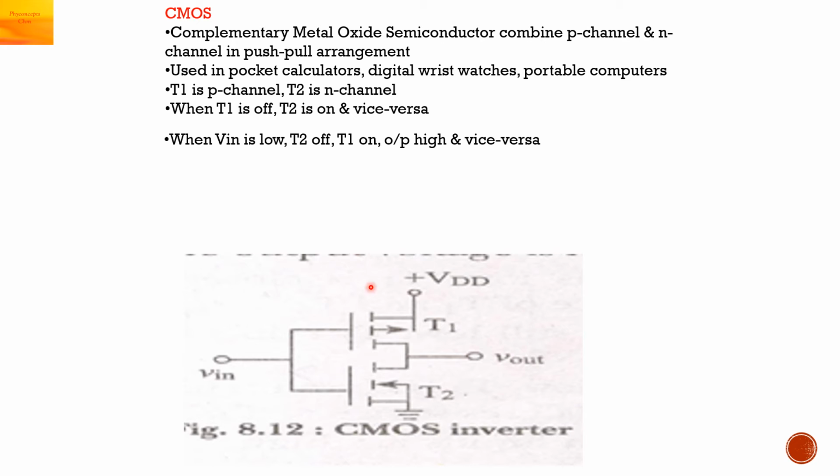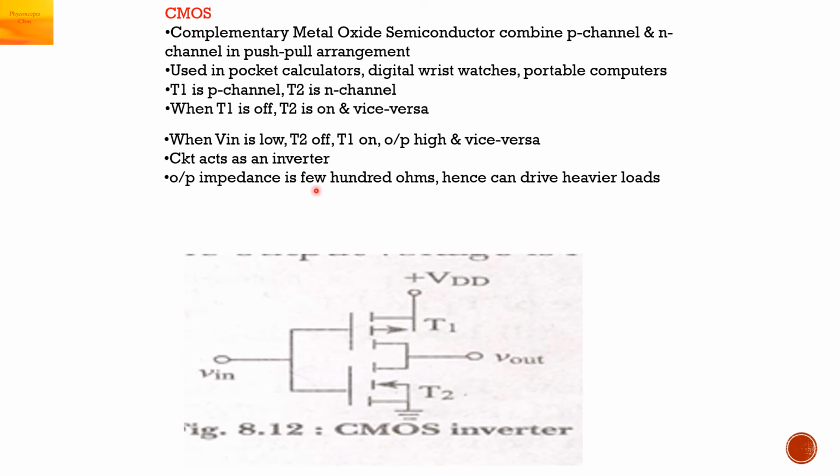Now, for the P-channel MOSFET, to turn it on, we require Vin to be low voltage, and for T2 to be on, Vin should be high. So when Vin is low, T2 will be off and T1 will be on, and that way the output will be high, and vice versa. So the circuit acts as an inverter.